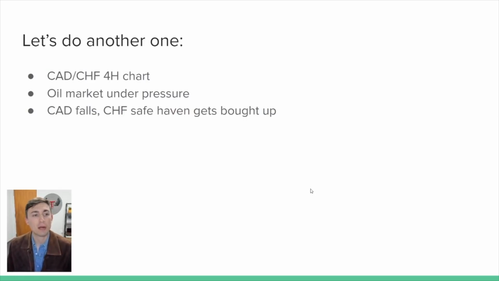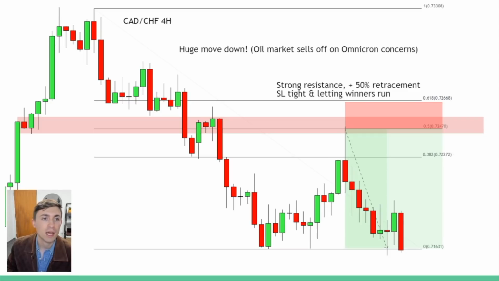CAD Swiss, 4-hour chart, taking a look at the oil market while it was under pressure. The Canadian dollar falls and the Swiss franc, which is again one of those safe havens, gets bought up dramatically. So here it is, big move to the downside. Oil market selling off on something kind of recent, the Omicron concerns. And sure enough, big risk off sentiment comes in, pull back to that 50%, which lines up nice with structure.